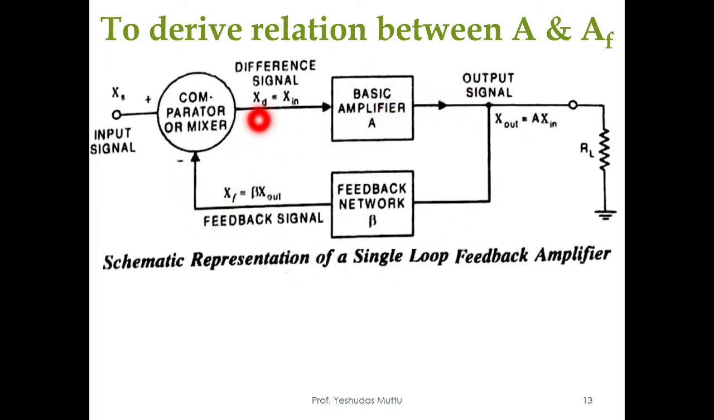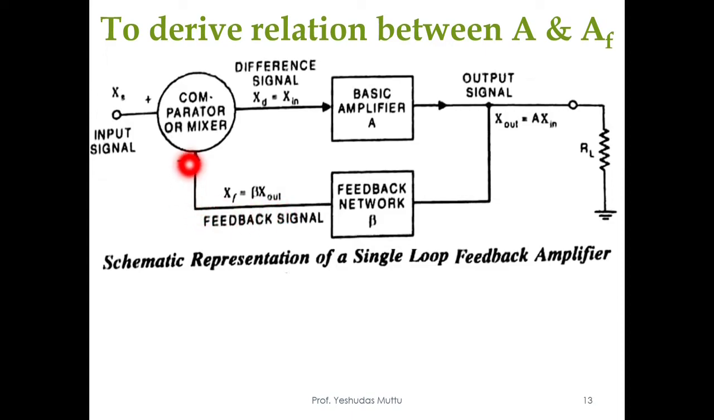Just see over here, this is XD. What is XD? It's nothing but the difference signal which is serving as X in, the input signal to this basic amplifier. Output signal is named as X out, which is A times X in. How does this come? A is equal to X out upon X in. So from that you get X out as A times X in. And this is serving as an input to the feedback network. If this is the input, beta is equal to output by input. So output is XF, input is X out. From that XF is beta times X out.